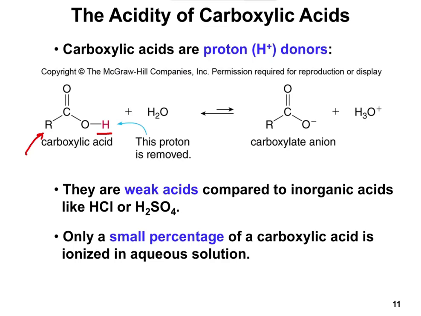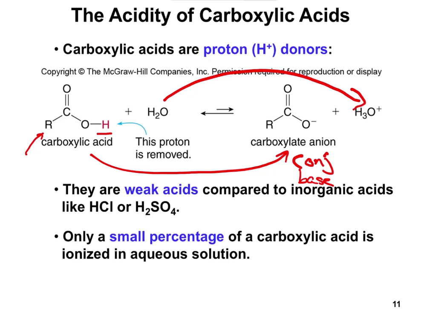So again, carboxylic acids are proton donors, so they're going to act as an acid, which means that whenever you come to the other side here and you look at this carboxylate anion, that would be the conjugate base. So this here would be your conjugate base. If you were to put a carboxylic acid in water, water would act as a base, and then it would form the conjugate acid, which would be H3O+.